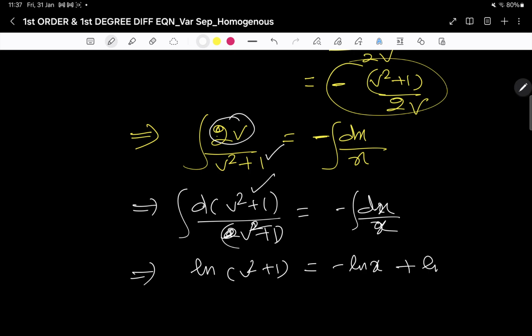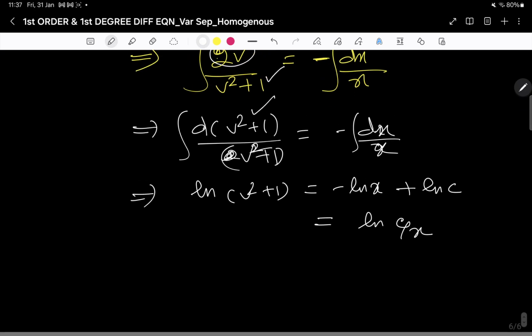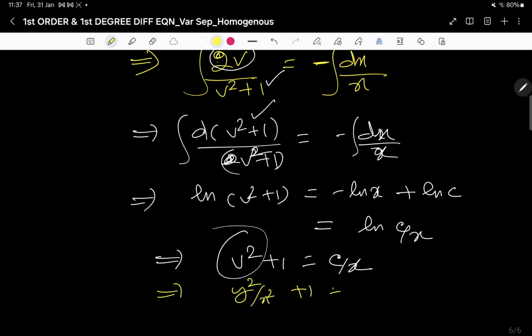We write the constant as ln c. So on the right hand side it is ln c by x. So now this implies v square plus 1 is equal to c by x. Now substitute the value of v here. v is y by x. So that means y square by x square plus 1 is equal to c by x. If you simplify it, x square plus y square is equal to cx. So this is your answer.